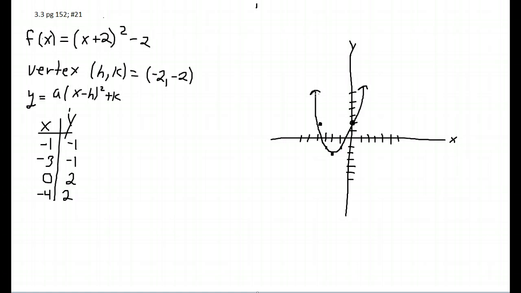Now, in addition to graphing, we have to find the domain and the range of this function. So for part B, the domain, well, domain is where x is defined. I can put any number in for x, positive numbers, negative numbers. I can even put 0 in. So my domain is all real numbers. That means it goes from negative infinity to positive infinity, or I could write out the words all real numbers.